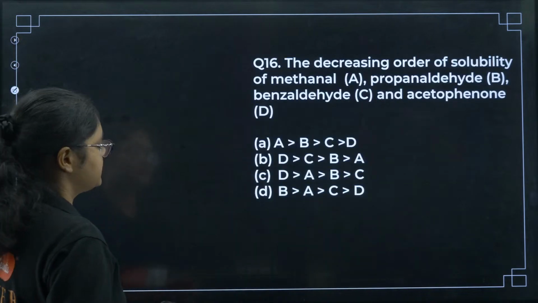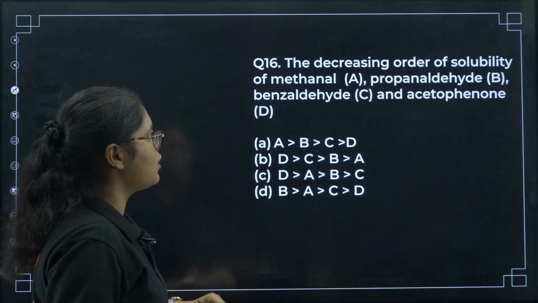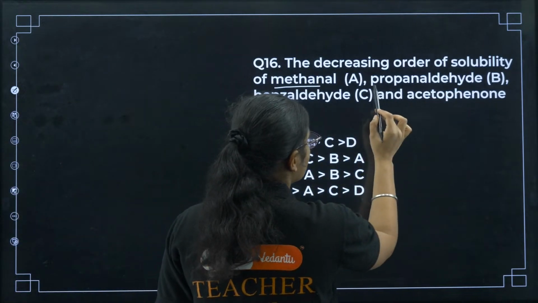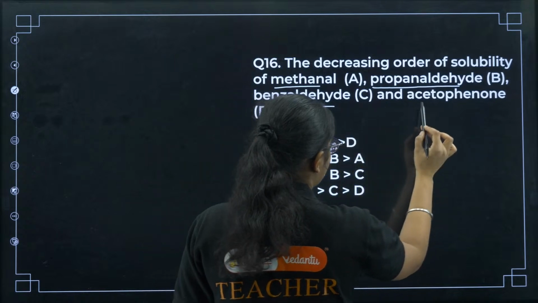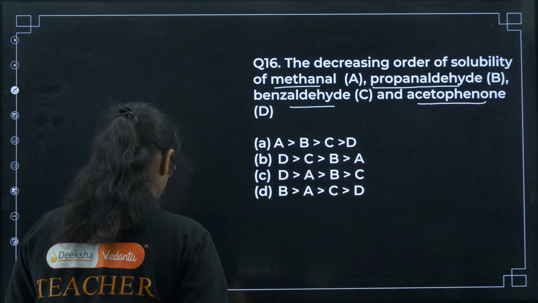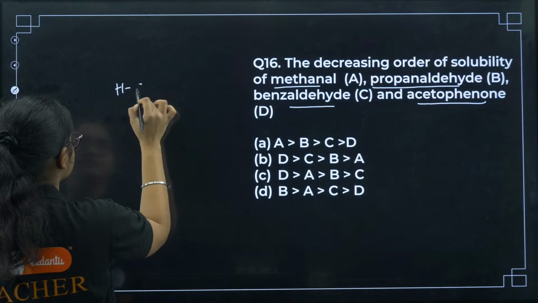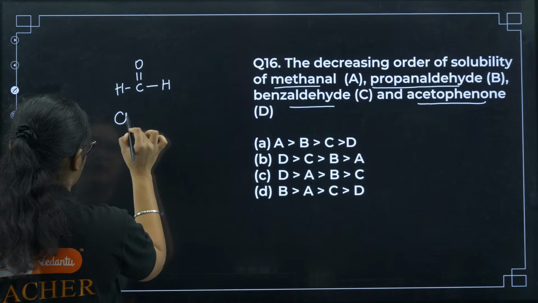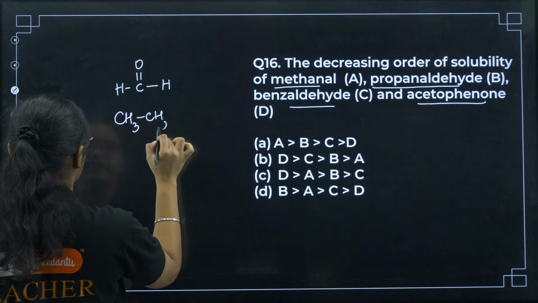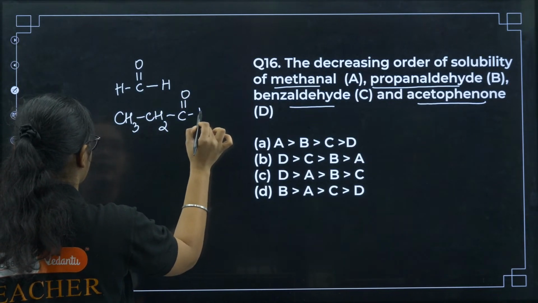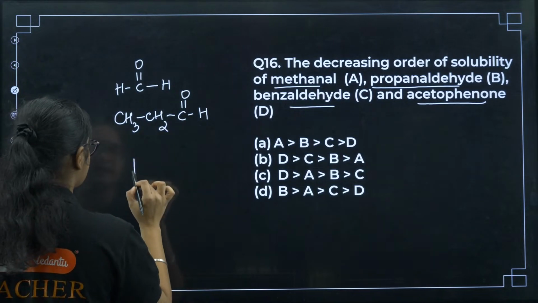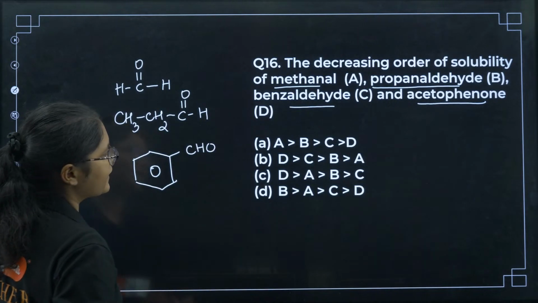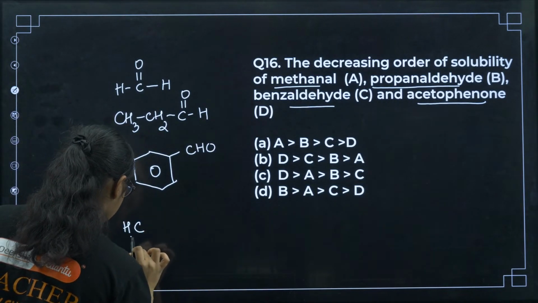Okay. Next question number 16. The decreasing order of solubility of methanol, propionaldehyde, benzaldehyde and acetophenone. So you have structures like this. Methanol is HCOH, okay. Then you have propionaldehyde, that is CH3CH2COH. Next we have benzaldehyde, and then we have acetophenone.